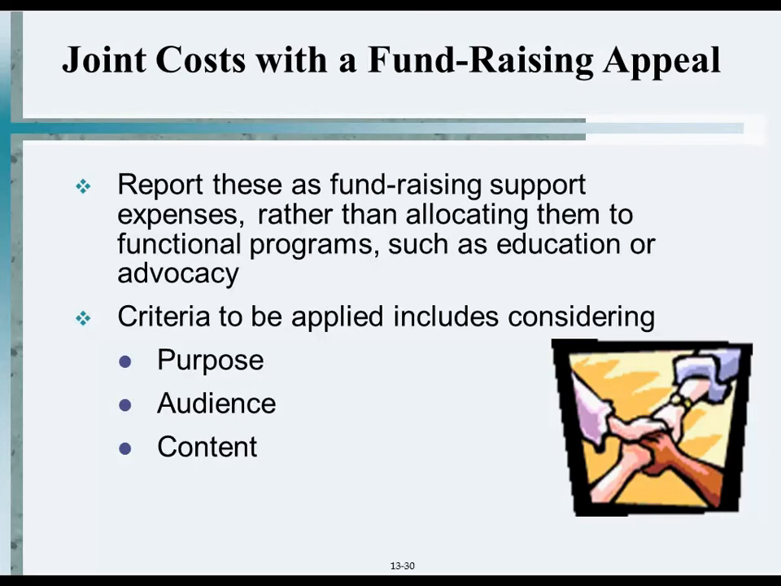Most of us would think that's obvious, right? That if it's doing two things, you should allocate fundraising and programming. But FASB says that if any one of these conditions are not met, it has to be classified as fundraising. You cannot allocate it. Why do they do that? Very simple.